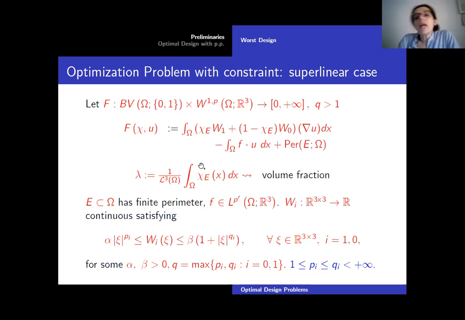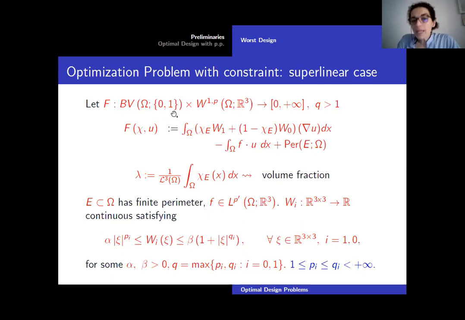And having in mind the real optimal design problems, it is useful also to include a volume constraint, let's say, that one wants to prescribe the maximum amount of material E that you want to put in your domain omega. Then you can consider some loads here, some volume forces, and this is going to be always a linear term, so let's say it will combine well this p prime with the summability exponent of the field u.